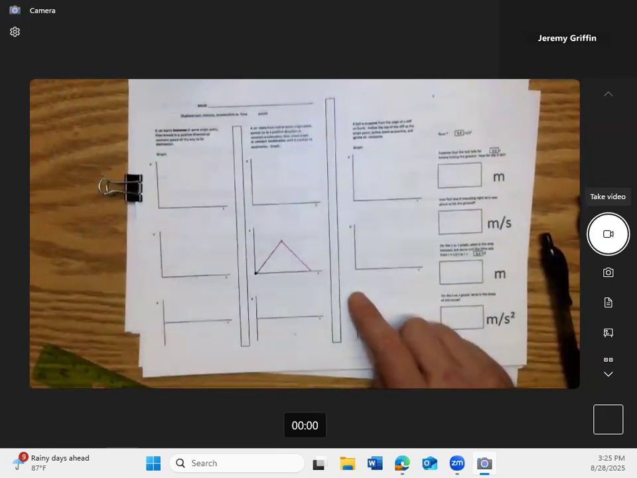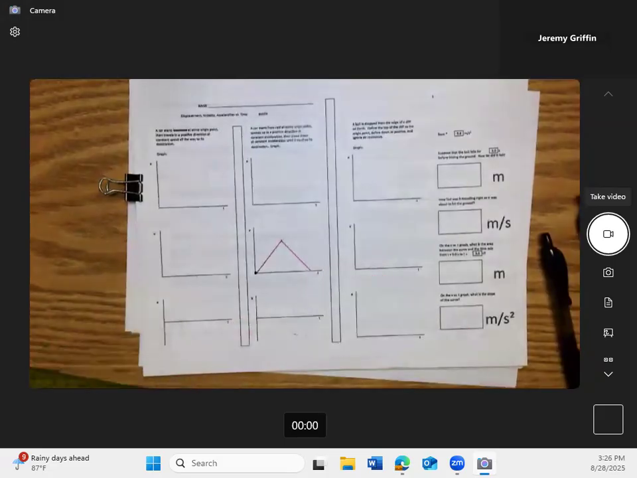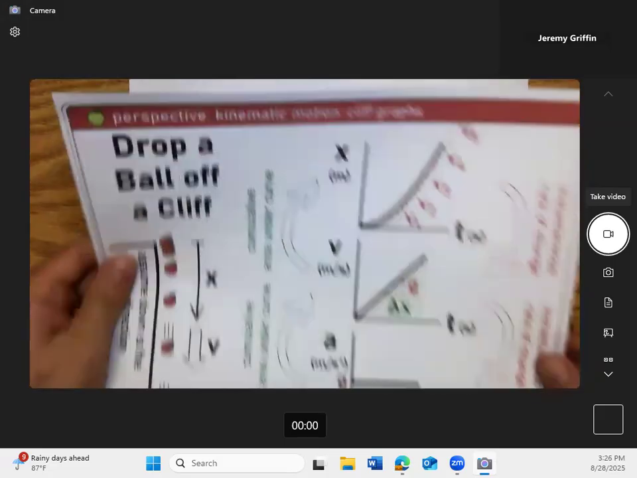Okay, how about let's do acceleration versus time. You guys remember I told you here's this relationship.